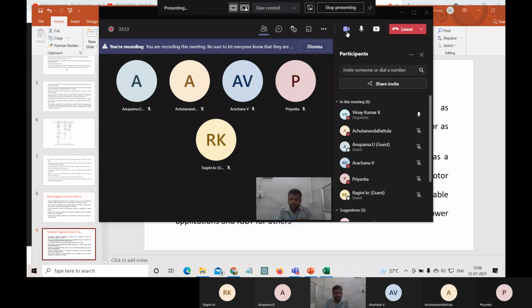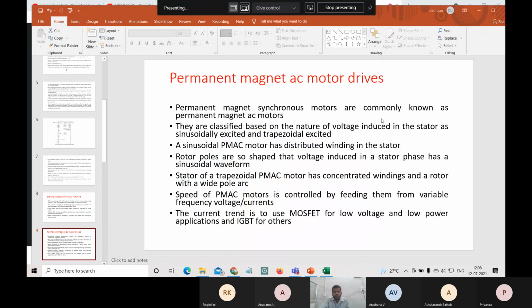Okay. So here I am talking about the speed. The speed of a PMAC motor is controlled by feeding from a variable frequency or variable voltage source. We have studied variable frequency voltage or variable frequency current drives. So from the variable frequency or variable voltage sources, we are going to control the speed of a PMAC motor.